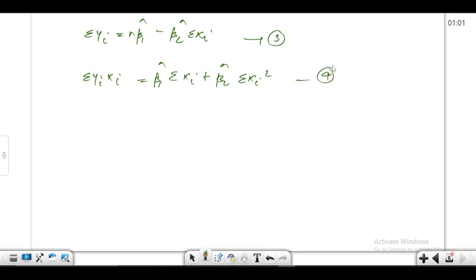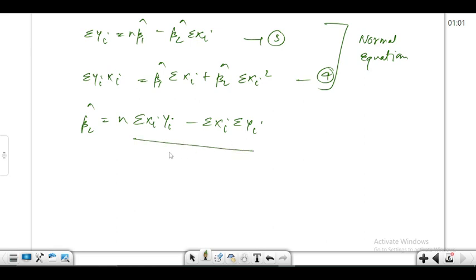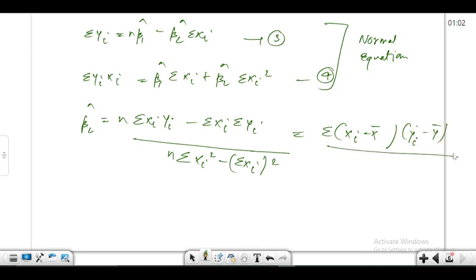On solving these equations, which are also called your normal equations, I get beta 2 hat equal to n summation xi yi minus summation xi summation yi, upon n summation xi square minus summation xi whole square, which can be simplified to summation xi minus x bar into yi minus y bar, upon summation xi minus x bar whole square.